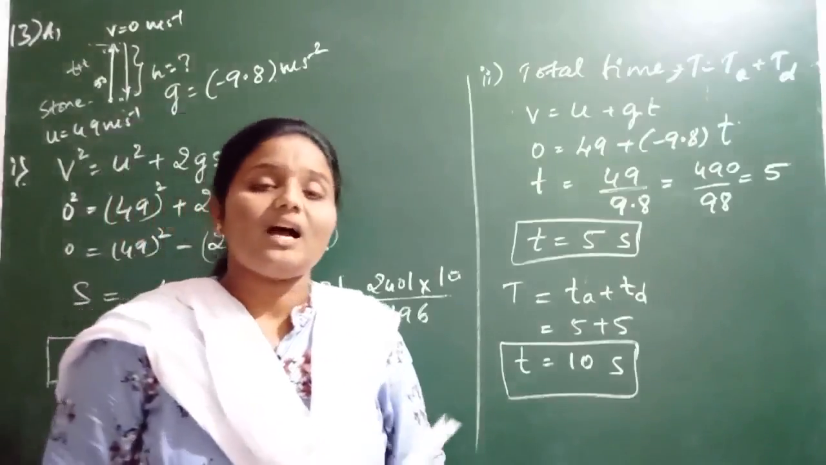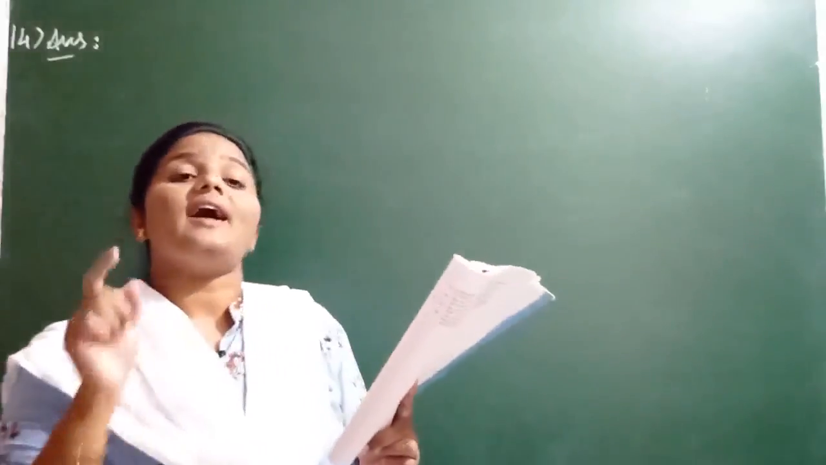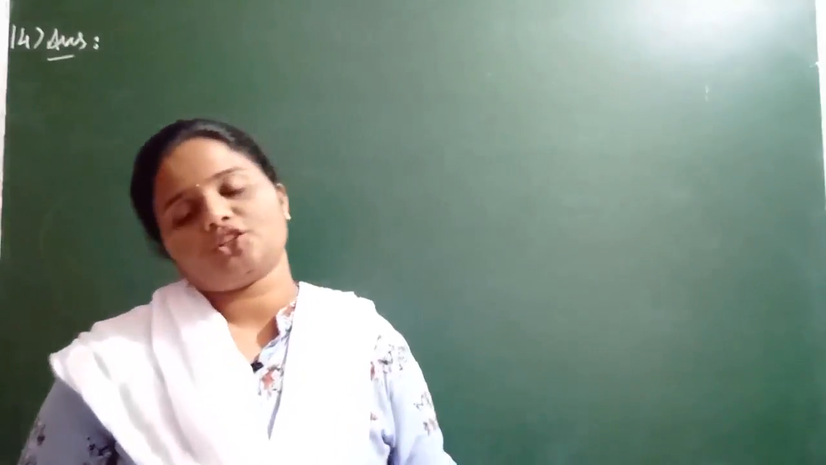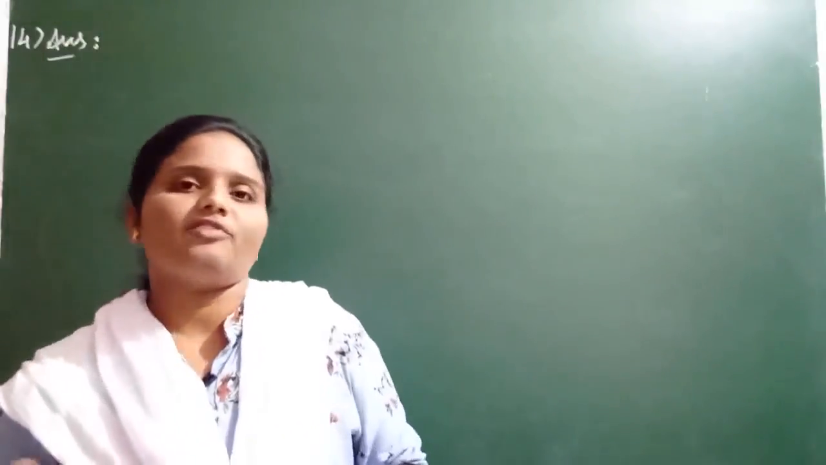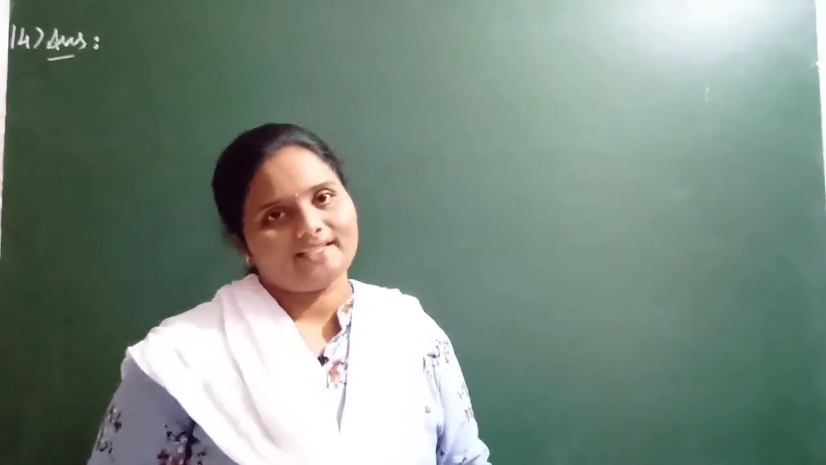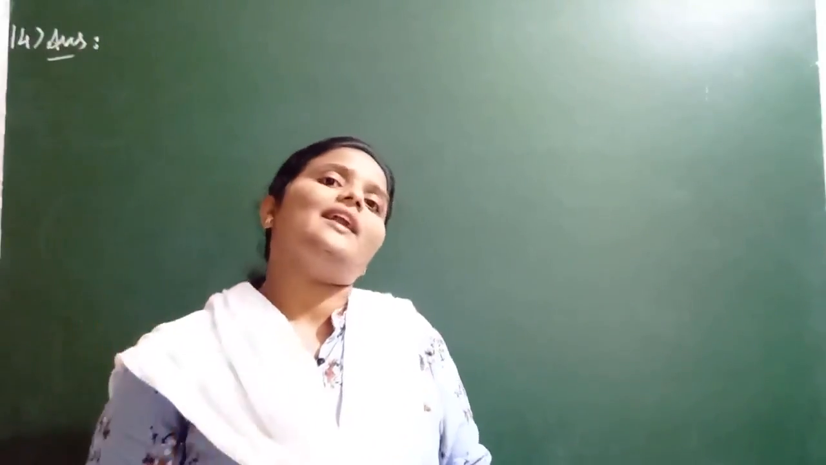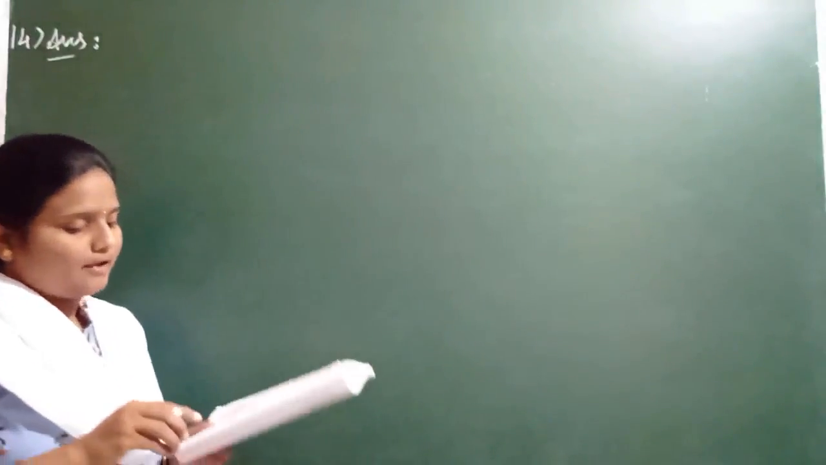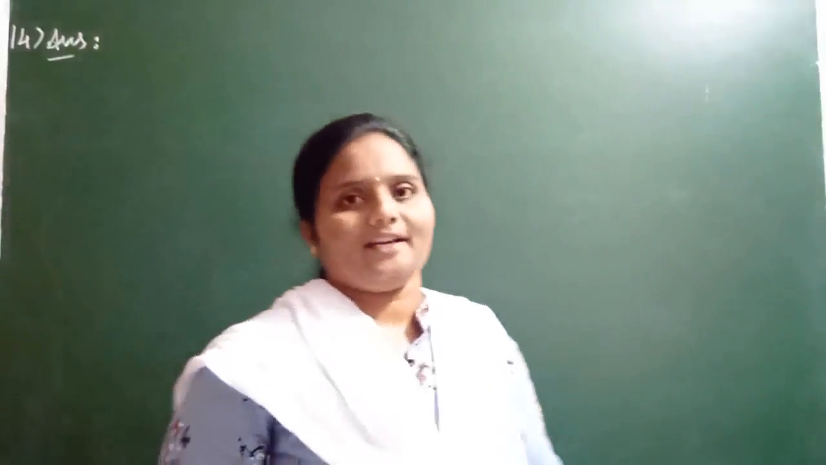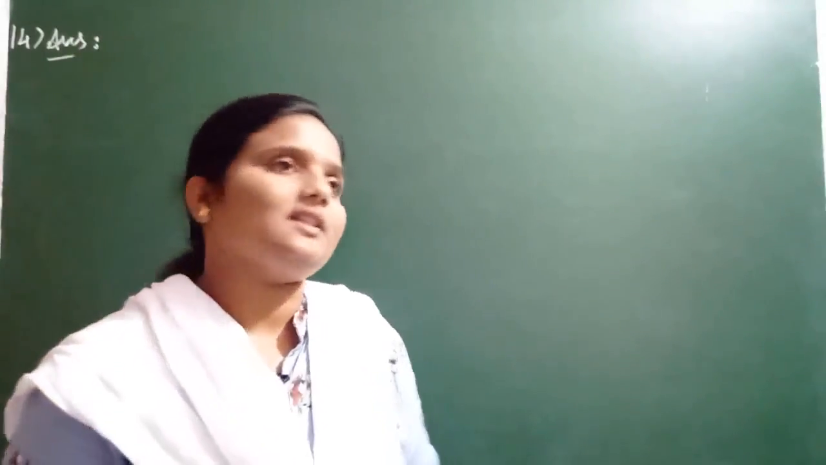Okay, now we will move on to the 14th one. Children, the 14th question is: a stone is released from the top of a tower of height 19.6 meter. Calculate its final velocity just before touching the ground. Children, from the top of the tower, a stone is going to be released. It means its initial velocity will be 0. We need to calculate its final velocity. The height of the tower is here s, nothing but h or distance, you can take.